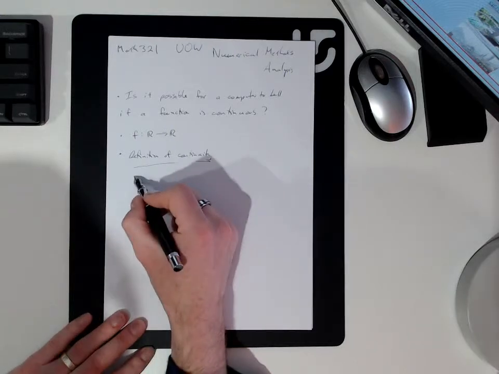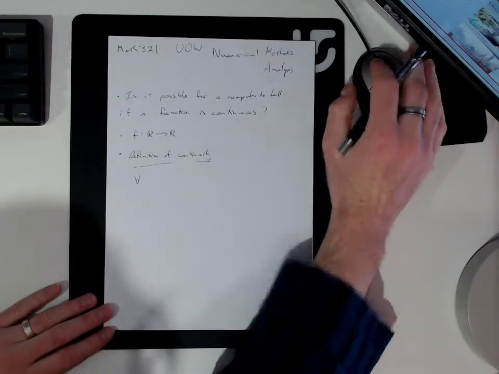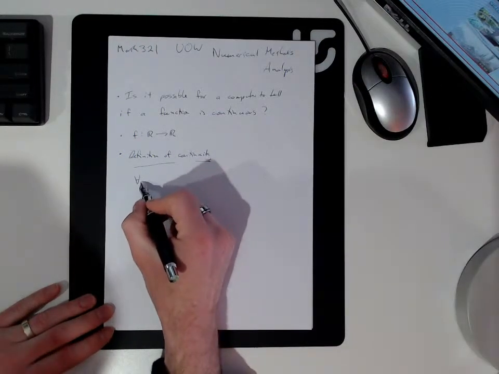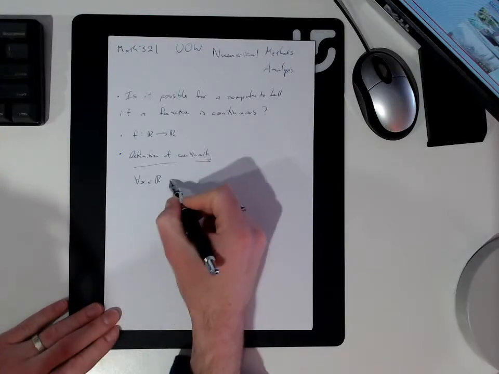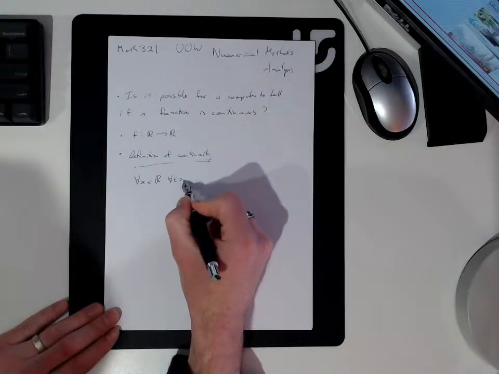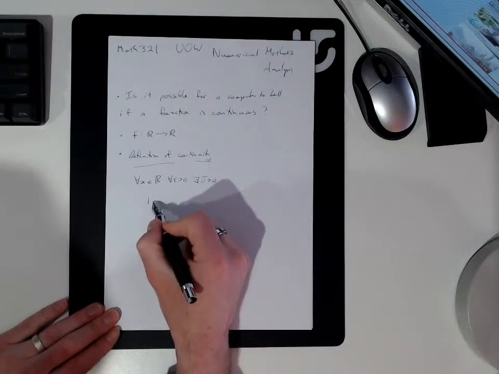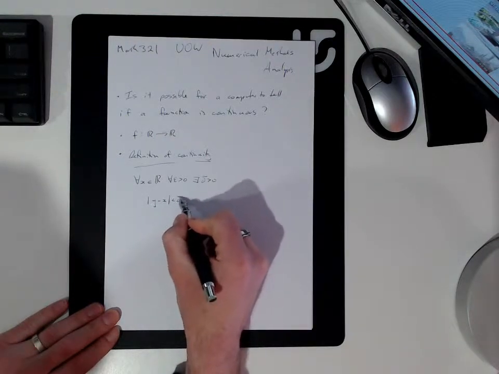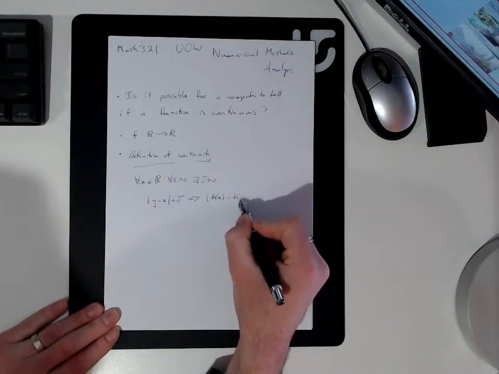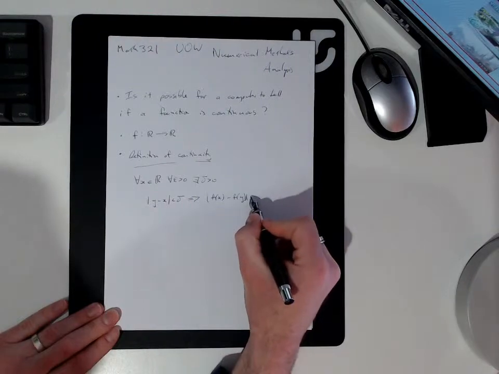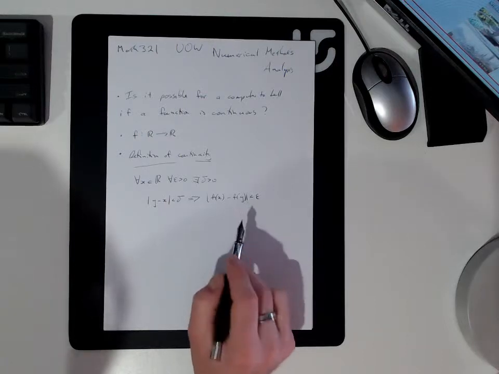and I'm going to use this one. There are a lot of different definitions and they're all equivalent in some sense, but I like this one. So for all x in R and for all epsilon greater than 0, there exists a delta greater than 0, so that if |y - x| is less than delta, then that implies |f(x) - f(y)| is less than epsilon. So in other words, if these two things are close, then this is close.